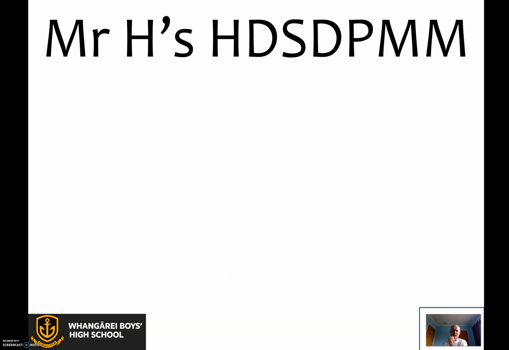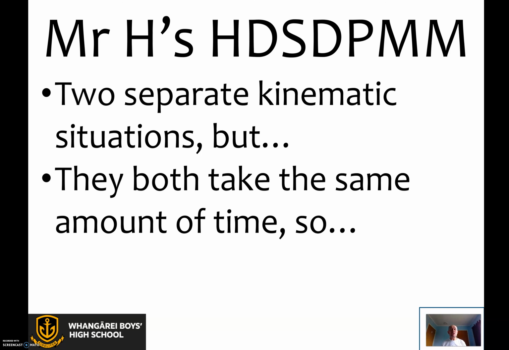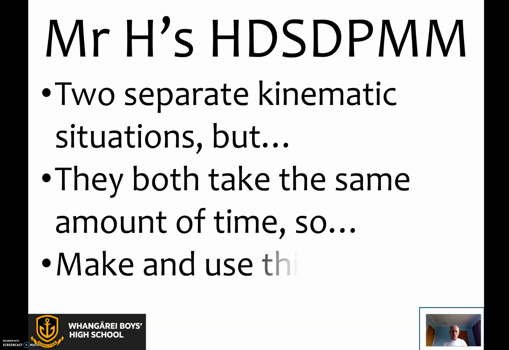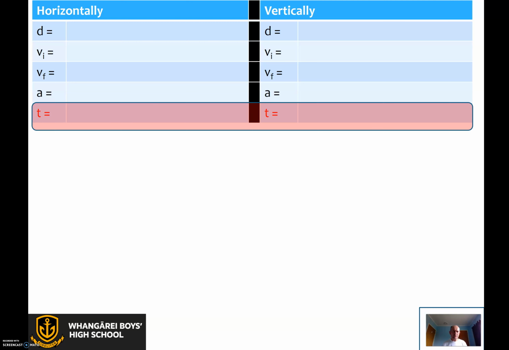Now let's use Mr. Henderson's handy dandy super duper projectile motion method. Two separate kinematic situations with their own equations, but they both take the same amount of time, so we'll make and use this little T-chart. Horizontally and vertically, write down the things that we need, two different kinematic situations at once. They have the same amount of time. When it finishes going down vertically, it finishes traveling horizontally because it stops. Well, in this case, it's finished flying. And we know that the horizontal velocities are constant.